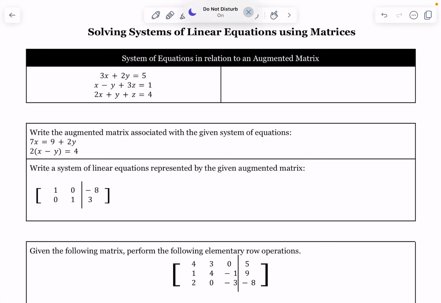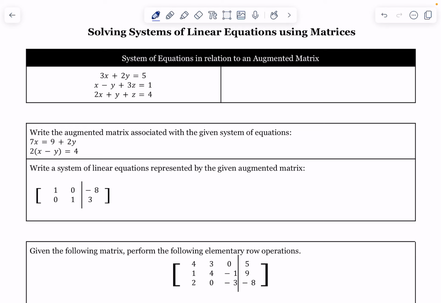This video covers section 11.2 and 11.3. It is solving systems of linear equations using matrices. This is a pretty hefty topic, so if you need to pause the video, if you need to comment and ask a question, please do.